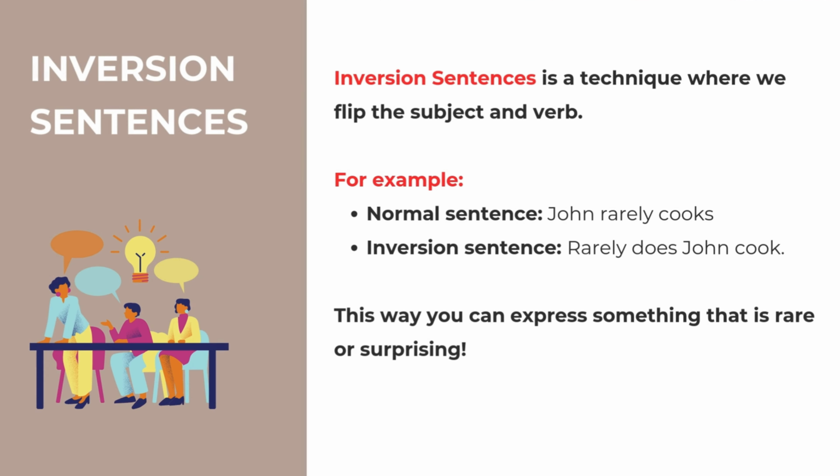Next up, we have inversion sentences. This is a technique where we flip the subject and verb, often to give extra emphasis or to express something that is rare or surprising. For example, a normal sentence would be, John rarely cooks. If we flip the words, we get the inversion sentence, which would be, rarely does John cook. This way you can express something that is rare or surprising.